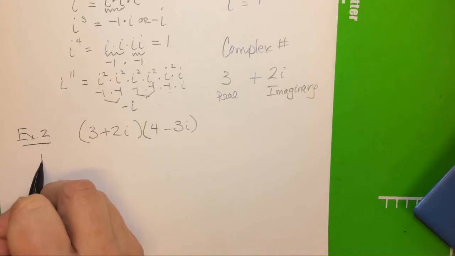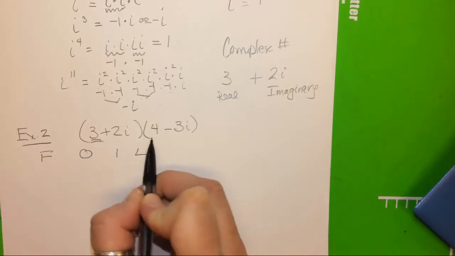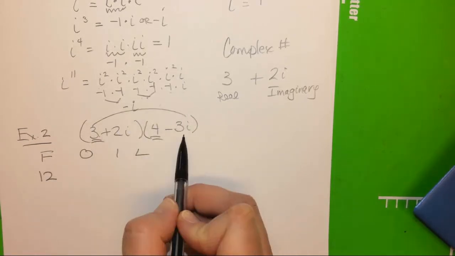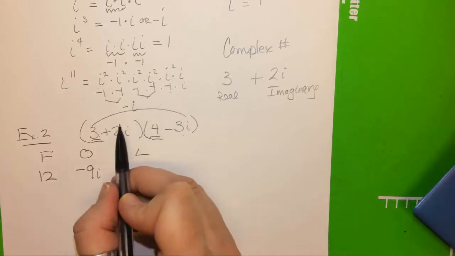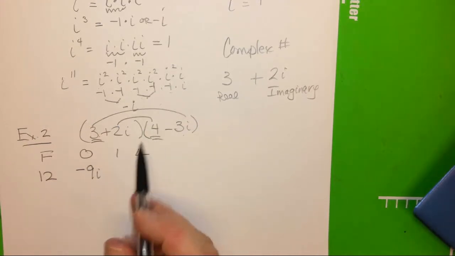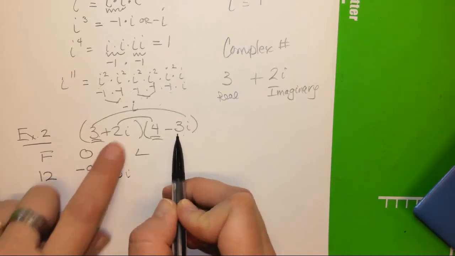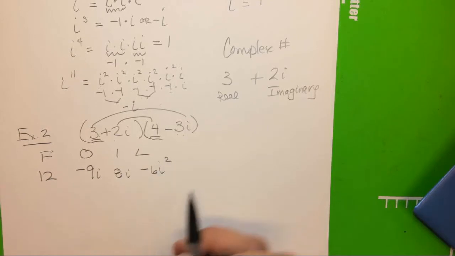That's up to you. If you used FOIL, first would be 3 times 4, or 12. Outsides would be 3 times negative 3i, which would give us negative 9i. Insides, 4 times 2i would give us 8i. And last, 2 times negative 3 is negative 6 i squared.